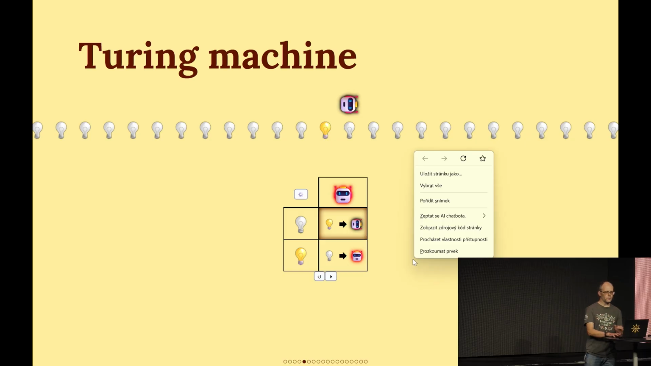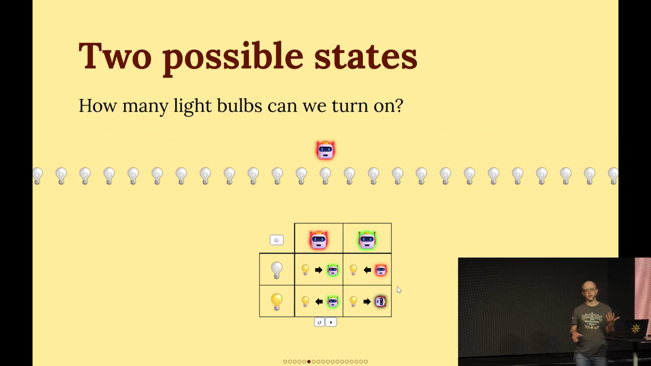So to improve this, we move into two colors. We now have the robot, which can be red or green. So we have two states, and we have many more instructions possible because the robot now has 4 options, 4 states, when combined with the symbols on the tape. So this set of instructions will move, turn the light bulbs on, and then halt. And the result of this machine with 2 states is 4 light bulbs that have been turned on the tape.